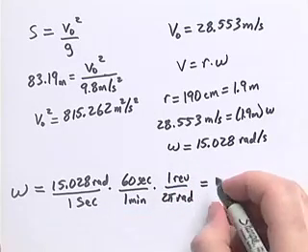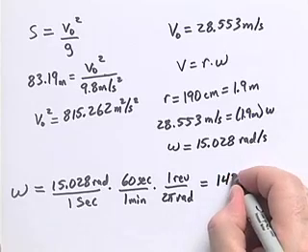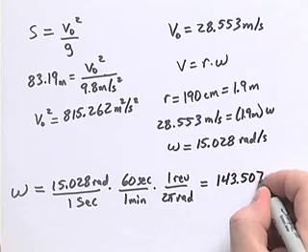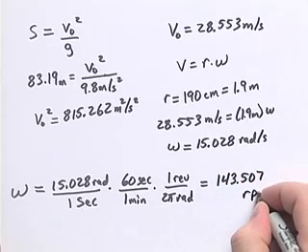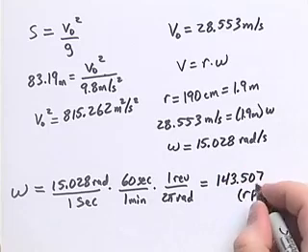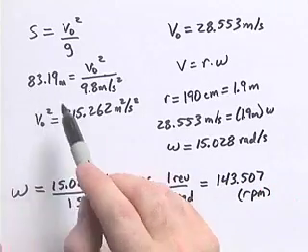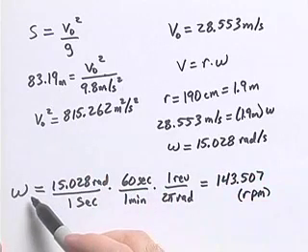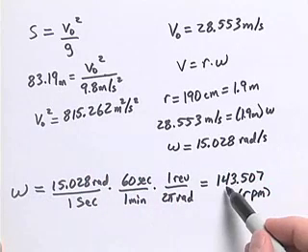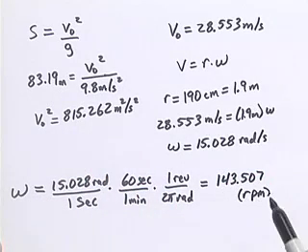If we multiply this out, we'll get that omega is equal to 143.507 revolutions per minute. So for Adrian to throw the hammer the winning distance of 83.19 meters, we need to have an angular speed of 143.507 revolutions per minute.